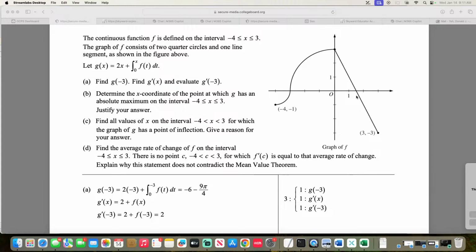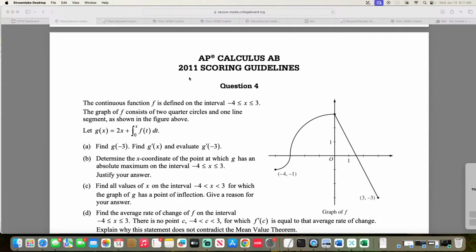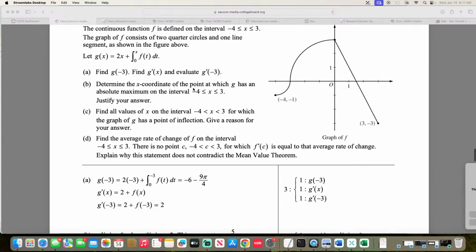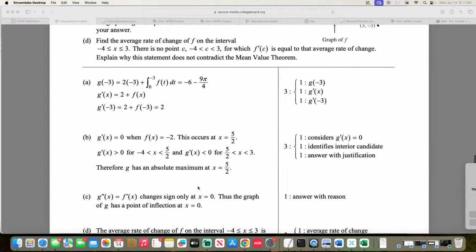All other questions, because remember, this is 2011. 2011 has a little bit different scoring rubric compared to now. In 2016, they changed to the new rubric, mainly saying you have to write down a table. But this one, you can do without a table, and you can say, well, absolute maximum occurs at 5/2, because here is greater than 0, here is less than 0, so 5/2 is your maximum.